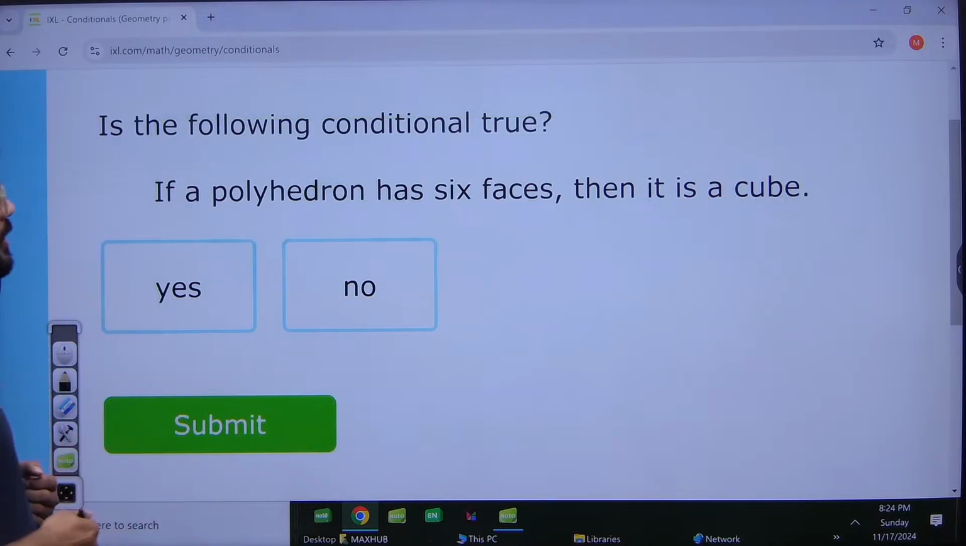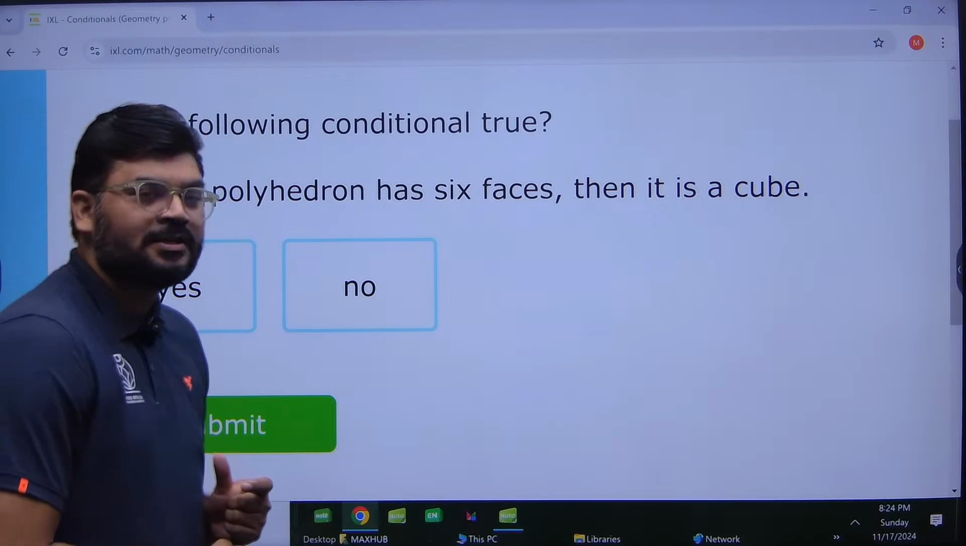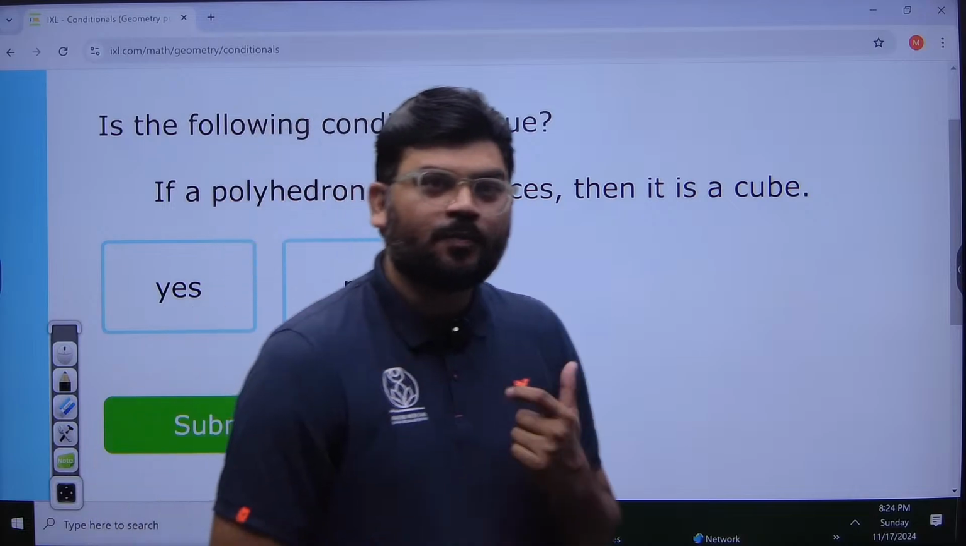Let us take another number. Is the following conditional true? If a polyhedron has 6 faces, then it is a cube.